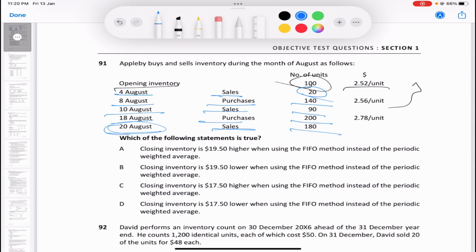Now how do you find the closing stock? Think about it for a second.